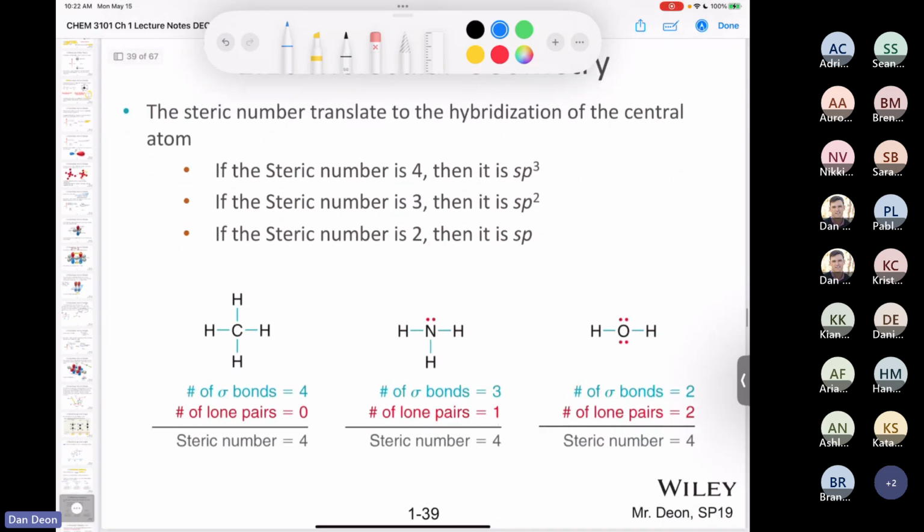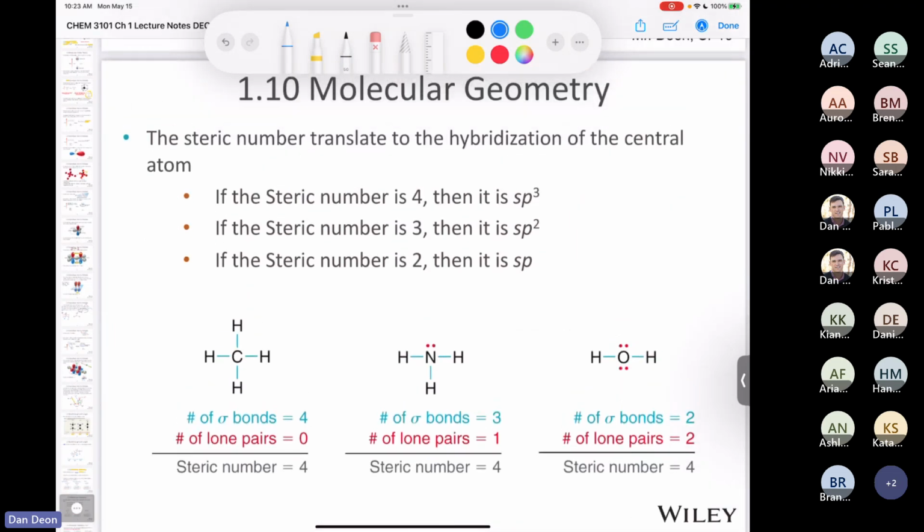And so we've already covered steric number. Now steric number is related to regions of electron density. And so if we have a steric number of 4, then we have a hybridization that is sp3. If we have a steric number of 3, then we have a hybridization that's sp2. If we have a steric number of 2, it's sp. So again, steric number is the same thing as regions of electron density.